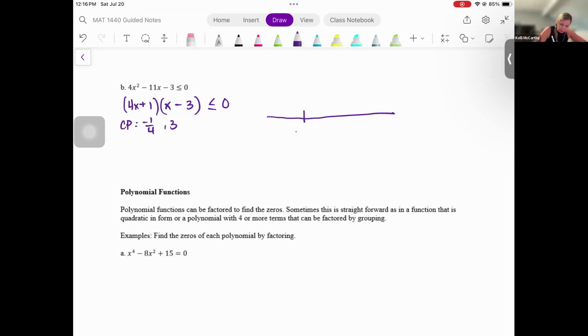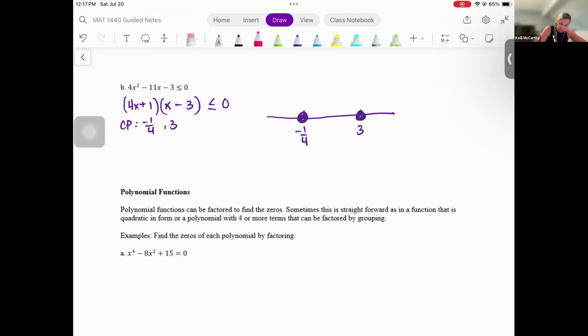Setting up our sign chart, -1/4, positive 3. Because this is an inclusive inequality, the less than or equal to, we're going to have filled in circles at both of these, because our solution is going to include when it is equal to 0, which is at -1/4 and 3.